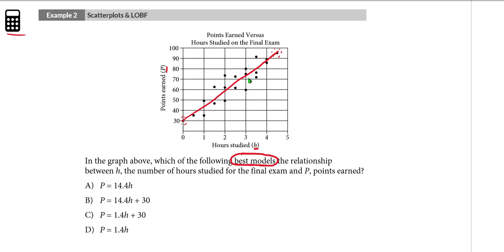So could we do this by picking 2 points and using those 2 points to find the equation of the line as we did when we talked about graphing linear equations? Yeah, we could do it that way. We could pick this point 0, 30. We could pick this point, let's say 4.5 comma 95, and we could use those 2 points to find out what our slope-intercept form of this equation is, and that'd be perfectly fine.